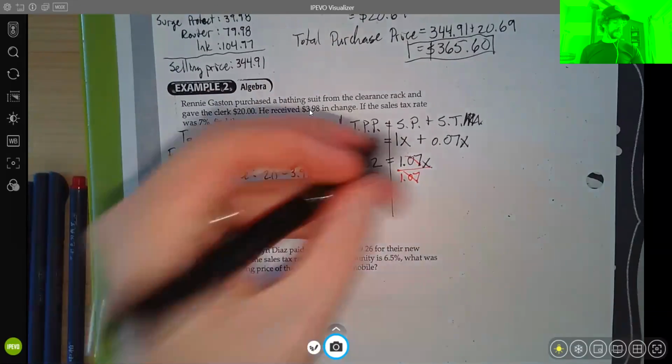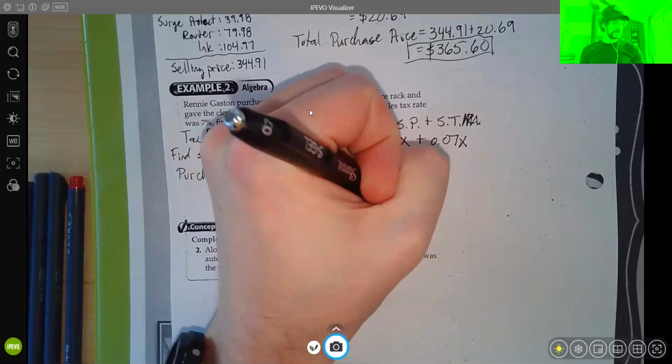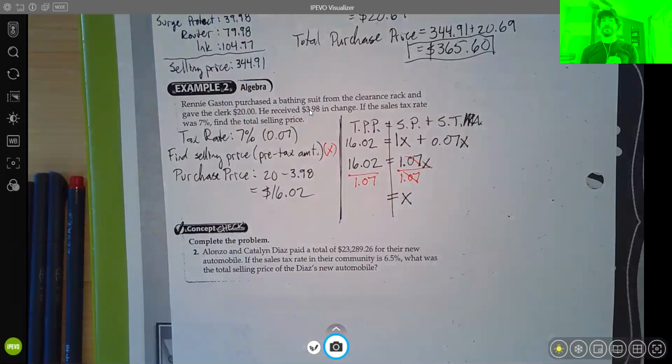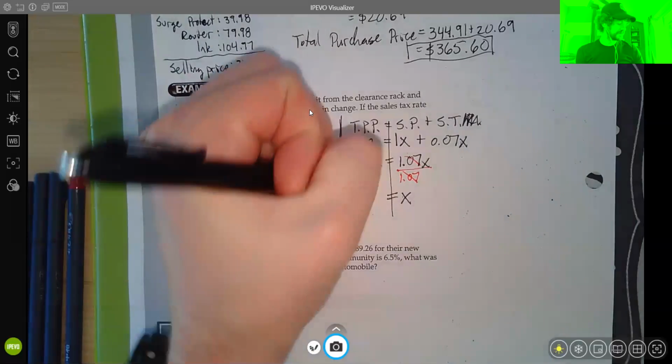So how much are the swim trunks before taxes? Somebody do a calculation real quick and type it in. Let me know. How much were the swim trunks before taxes? $14.97. Perfect.